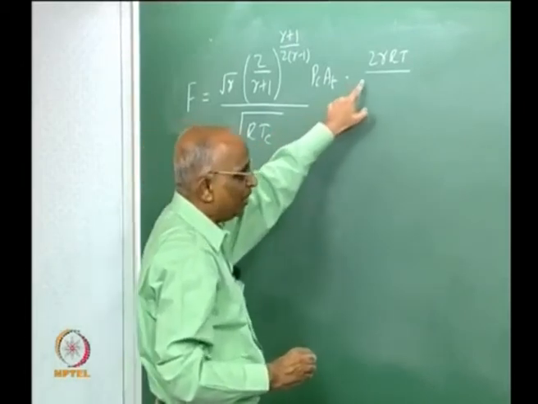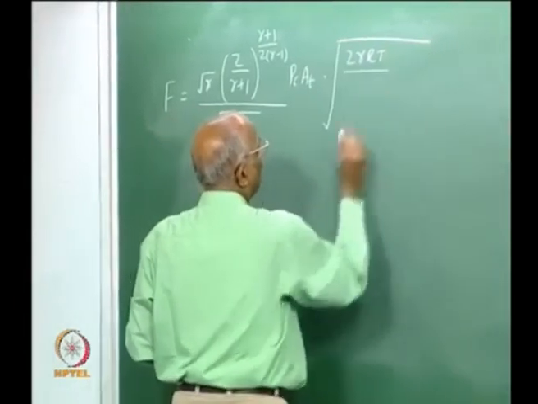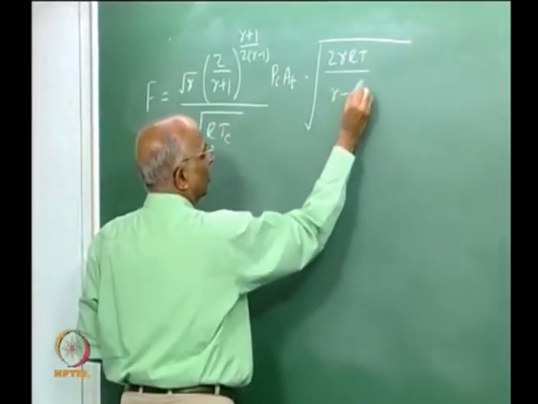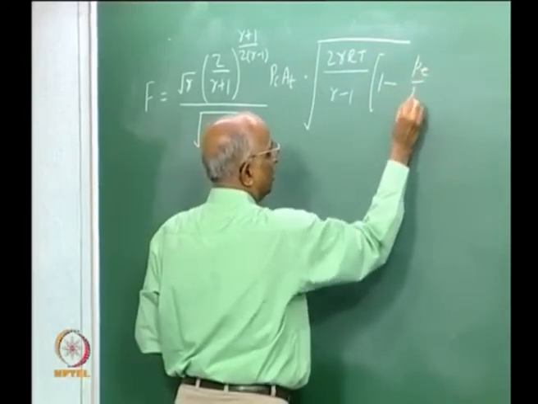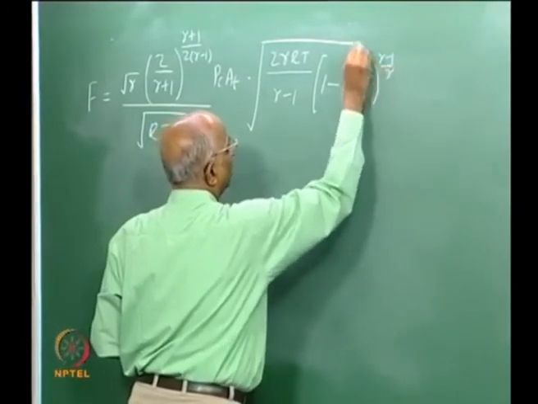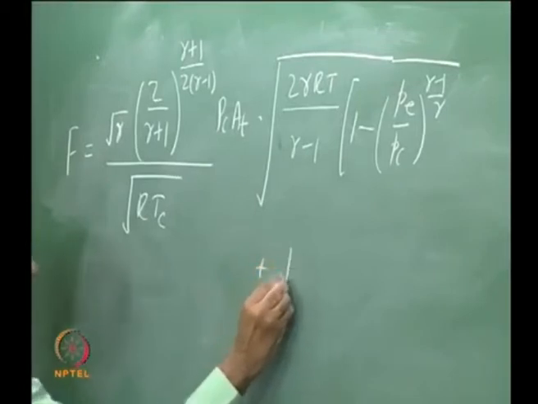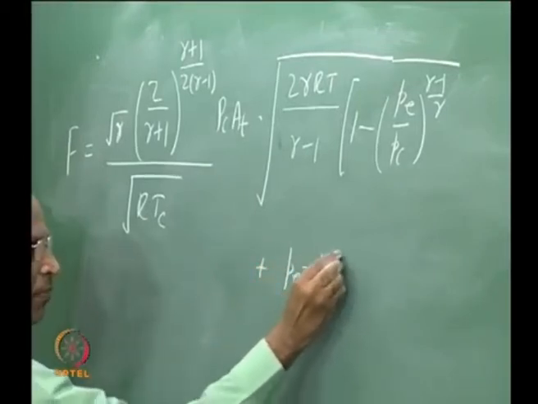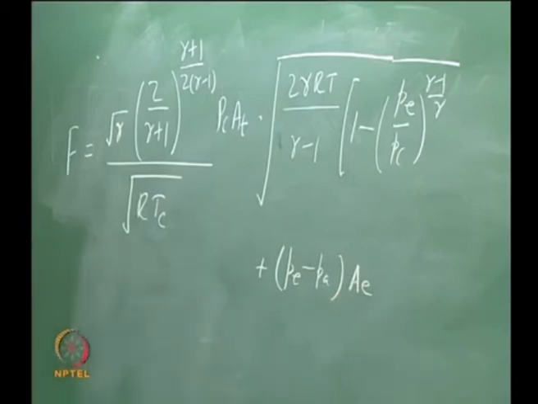What is the value of Vj? Vj is equal to under root 2 gamma RT divided by gamma minus 1, into 1 minus P by Pc to the power gamma minus 1 divided by gamma, and now you have plus (P minus Pa) divided by Ae.